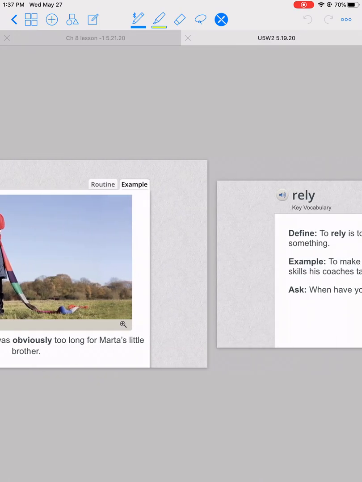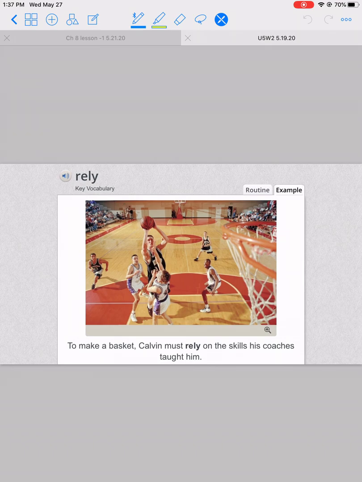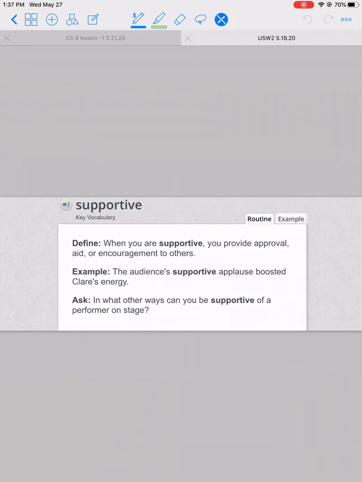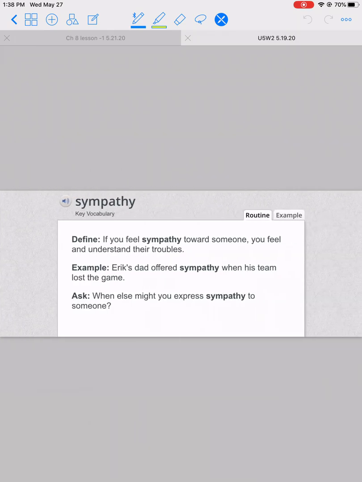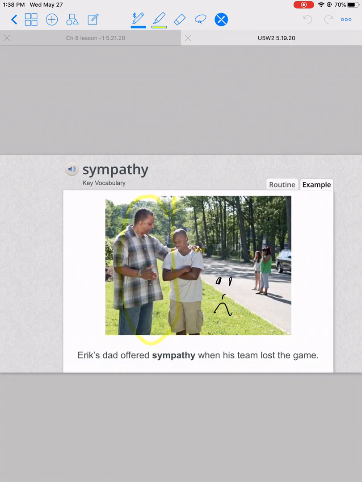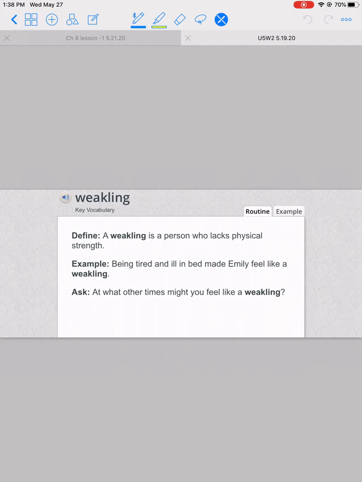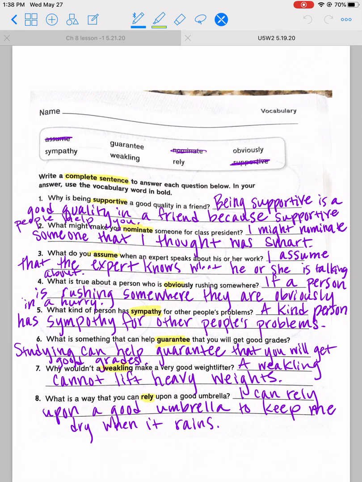Obviously, rely. He relies on his teammates and his coaches. Supportive. Sympathy. This is just review, so I'm not going into it deep. Weakling. Okay. Then I did this with no audio as well.